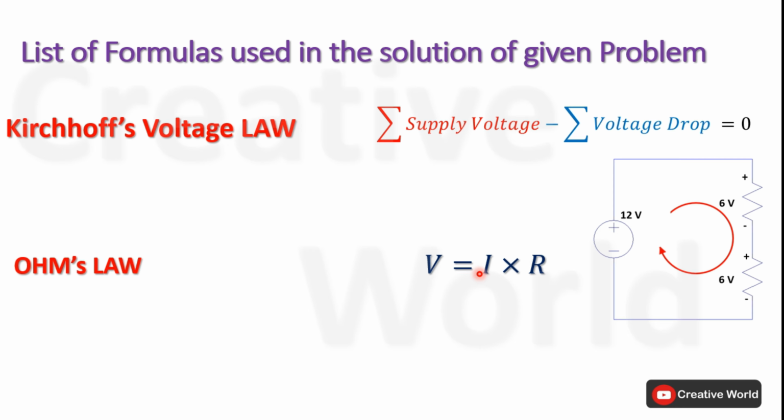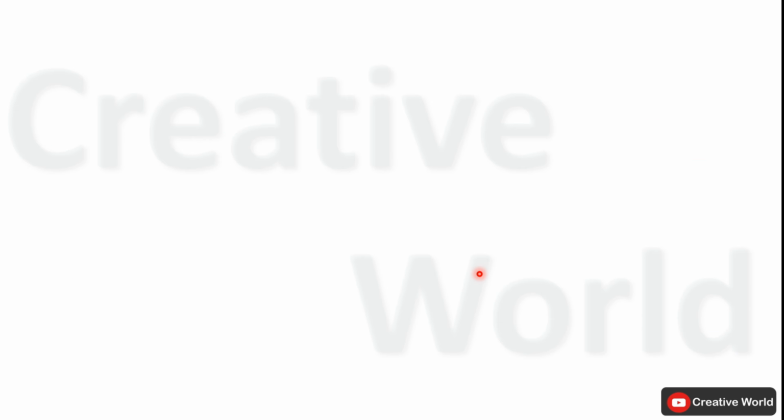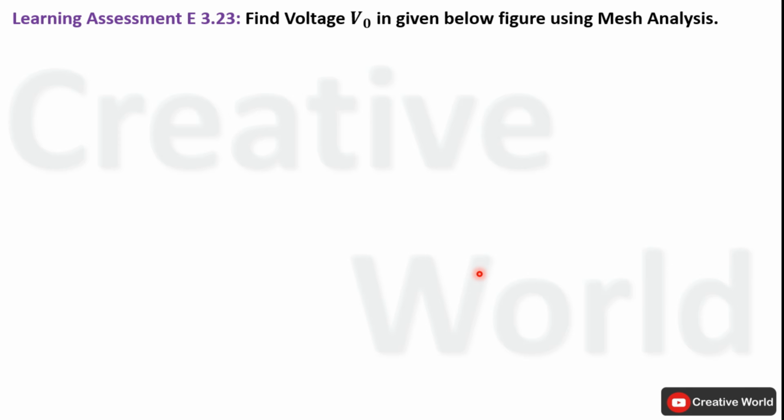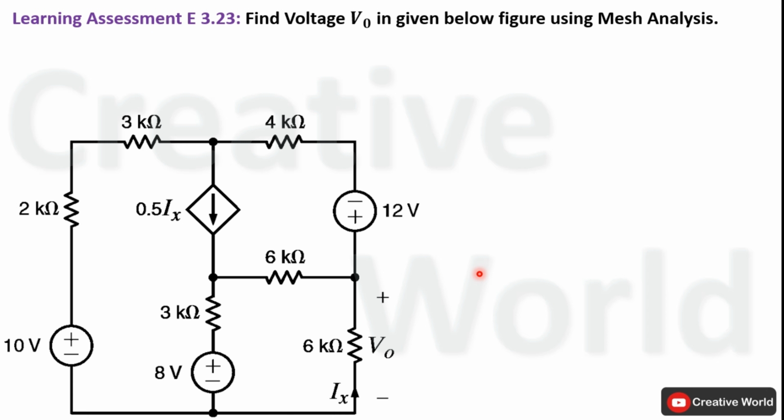According to this law, voltage across any resistance R is the product of current through it and the value of resistance itself. Now move towards the problem. Learning assessment E3.23. Find the value of voltage V0 in the figure below using the mesh analysis technique. This is the circuit diagram of the given problem. Inside this network, we have to find the voltage across this 6 kilo ohm resistance labeled as V0. So without wasting time, let's proceed towards the solution of this network.